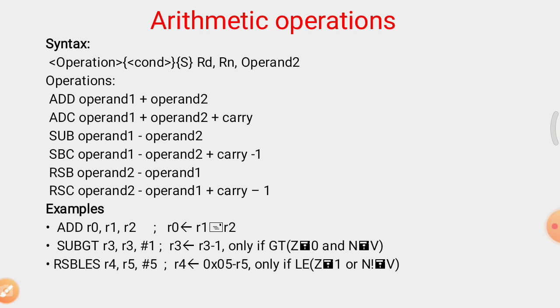Another example we'll see is RSBLE. So here reverse subtraction, that is operand 2 is 5 minus operand 1 is R5, and then the value is going to be loaded into R4. So this instruction is going to be executed only if the condition LE is met, less than or equal. So Z should be equal to 1 or the N flag should not be equal to V.